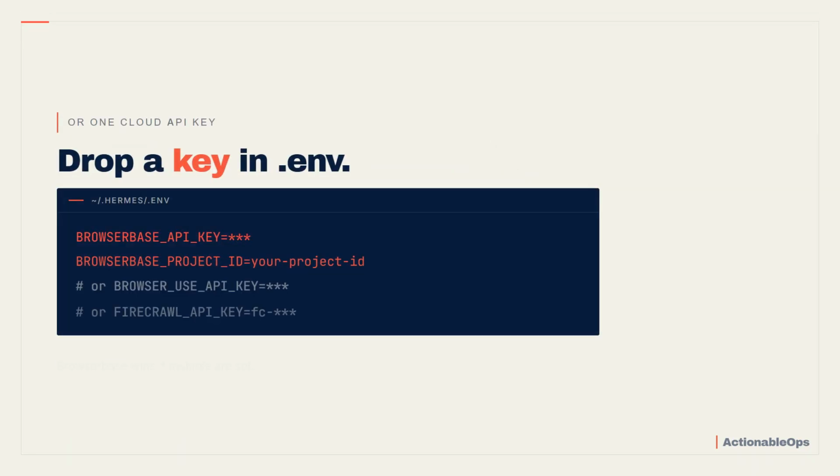For cloud only, drop one API key in .env. Browserbase API key plus Browserbase project ID for the most popular cloud option. Browser Use API key or Firecrawl API key are alternates. If you set more than one, Browserbase wins.